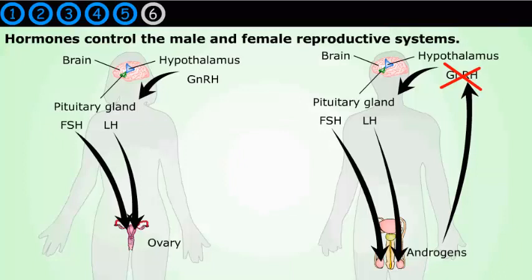Male and female reproductive systems are under the control of a group of hormones, and the hypothalamus is the main center for this regulation. The female reproductive system of humans and other primates follows a menstrual cycle.